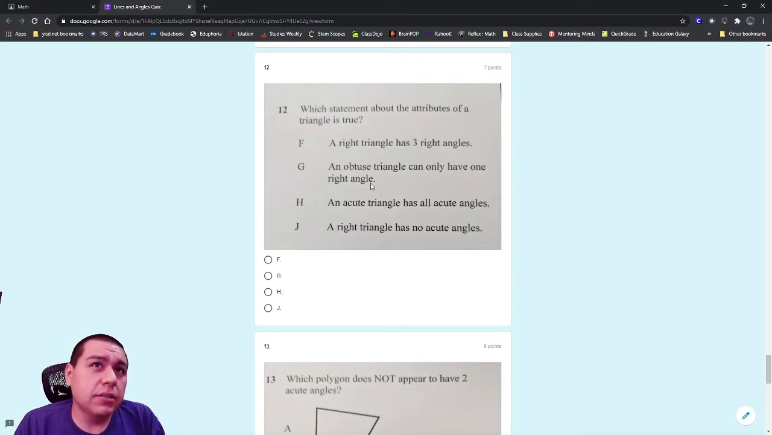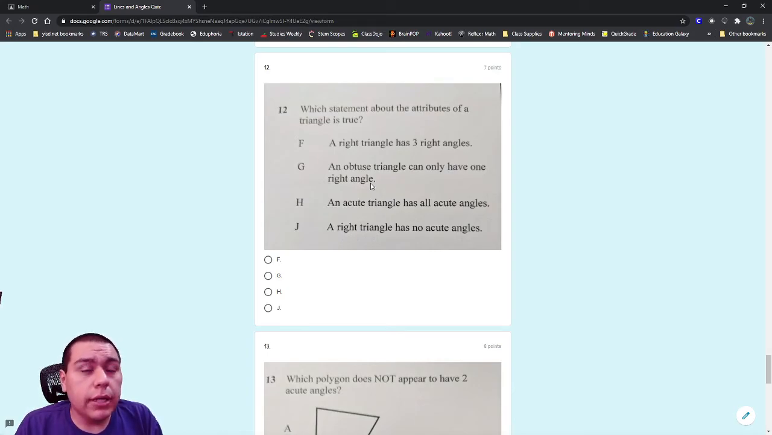Does that make sense? For an obtuse triangle to have a right angle? No, they're not the same. Obtuse angles and right angles aren't the same thing. So an obtuse triangle will not have a right.